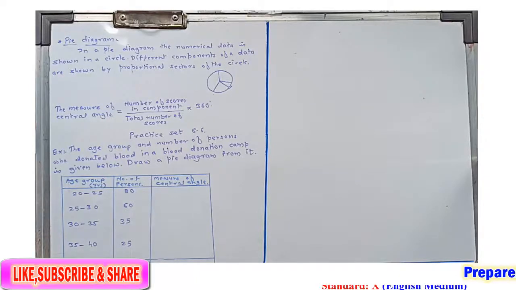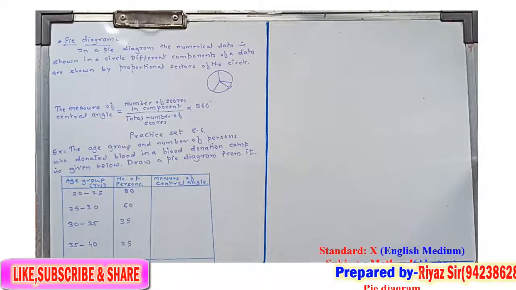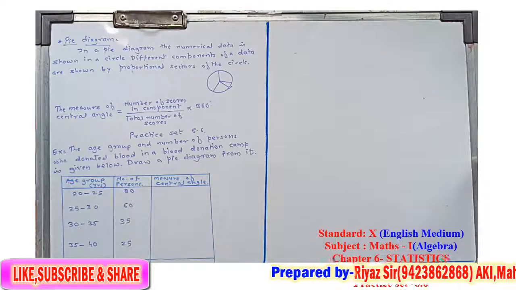Hello students, now this is the last topic from the sixth lesson, statistics. The last topic is the pie diagram.